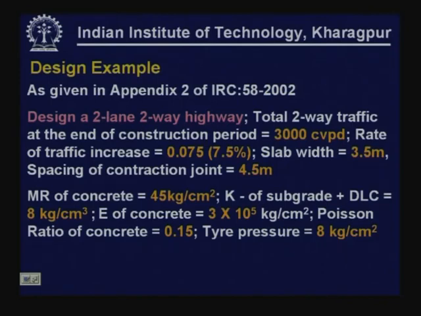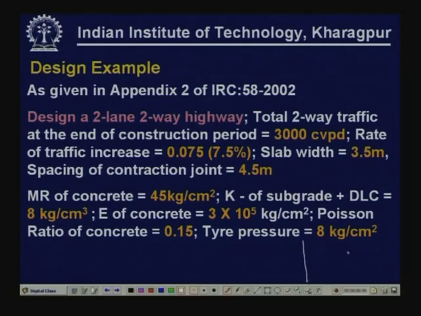Let us take up a design example. This is the example given in Appendix 2 of IRC 58/2002, and the same is reproduced here. We are trying to design a 2-lane 2-way highway. The total 2-way traffic at the end of the construction period is expected to be 3000 commercial vehicles per day. The rate of traffic increase is expected to be 0.075, that is 7.5%. This being a 2-lane 2-way highway, there is a longitudinal joint in the middle, so the slab width is 3.5 meters.